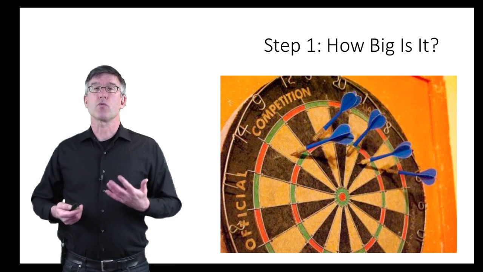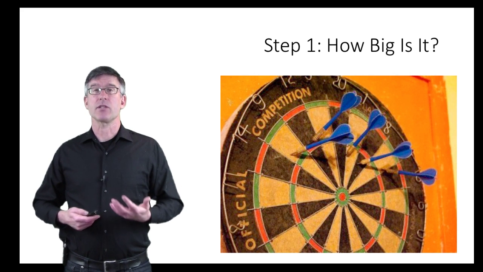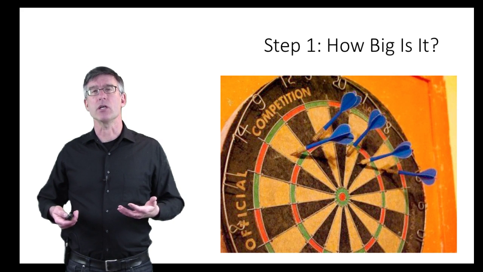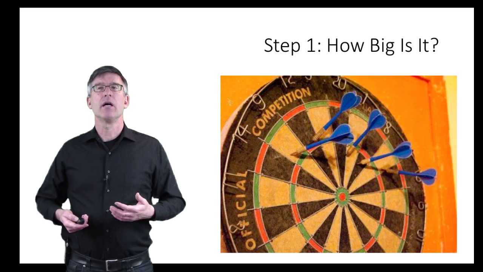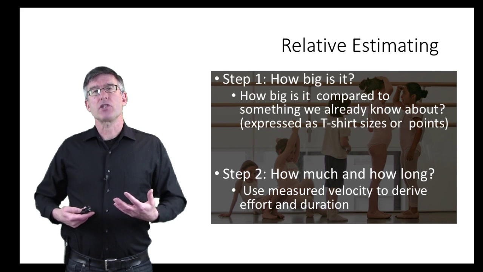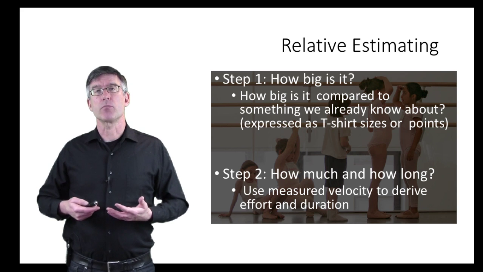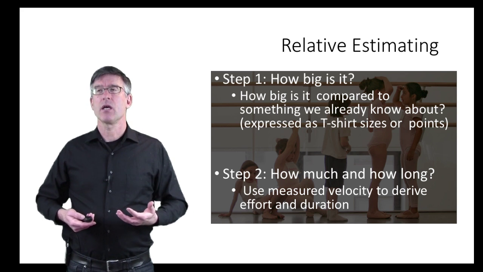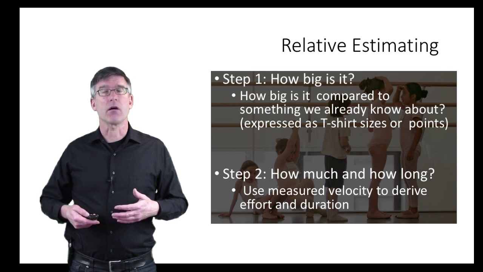Agile uses relative estimating. And one of the questions we have to answer, whether we're using traditional estimation or agile estimation, is how big is it? How much work do we have? Now, relative estimating works in a similar way to the way that we've traditionally estimated projects. The first thing is we have to ask, how big is something? And then answer the question, how much and how long?